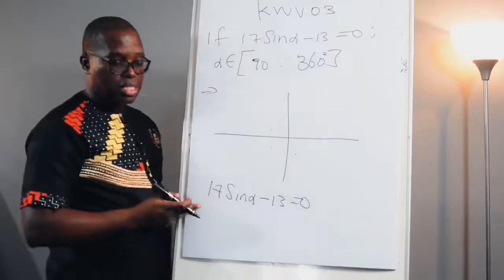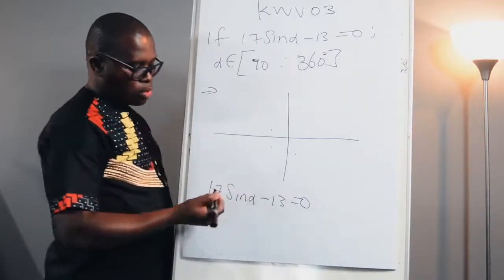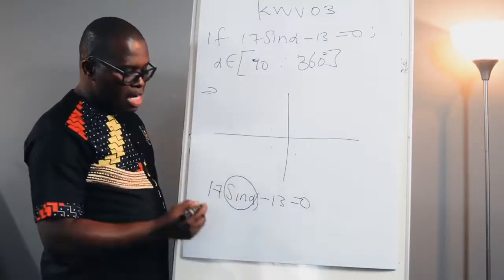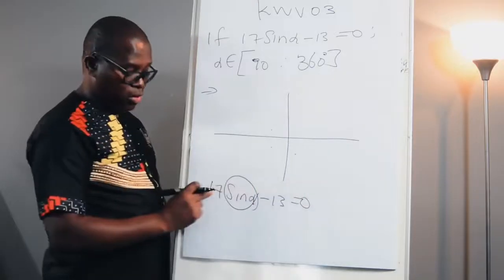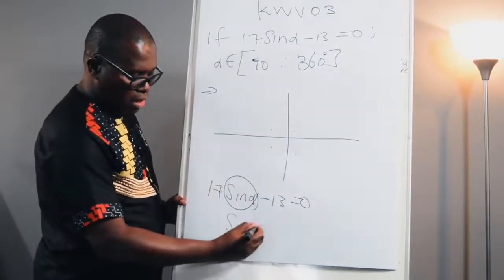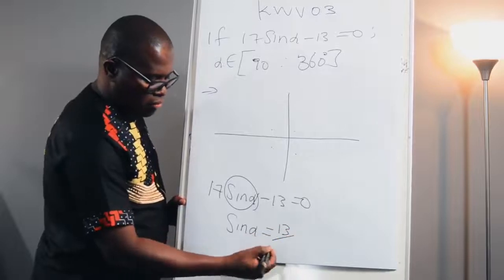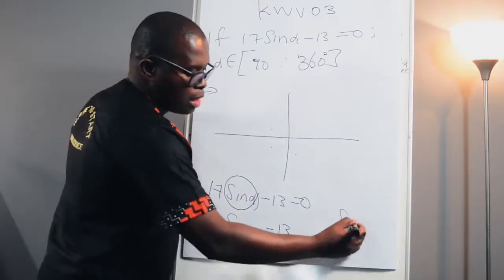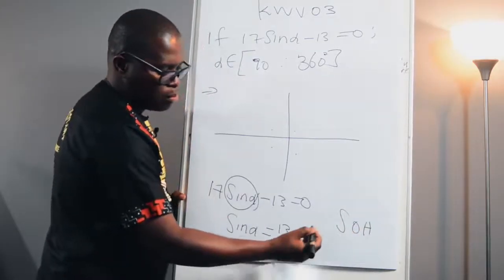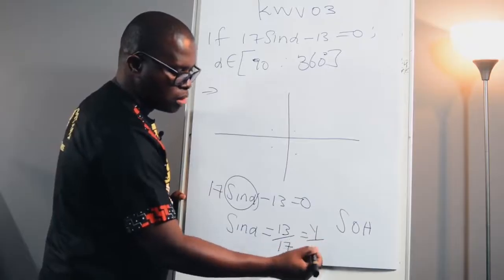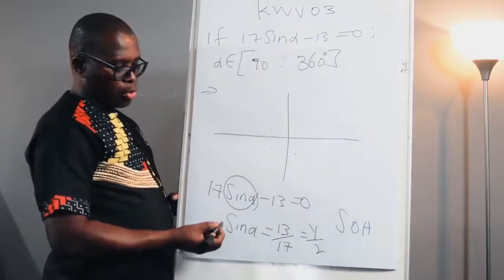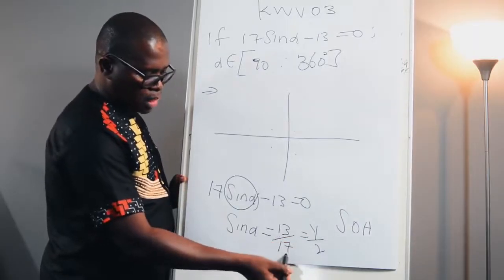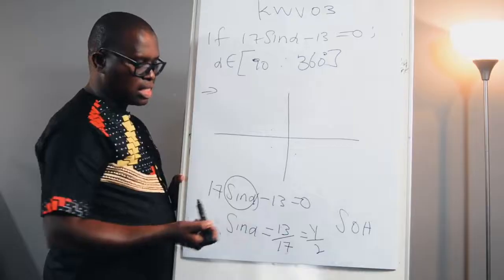To solve this, you have to make sine alpha the subject of the formula. What you will do is transpose this one and divide by 17, which means your sine alpha here will be 13 over 17. According to SOHCAHTOA, your sine is always given by opposite over hypotenuse. So in this case, your hypotenuse side is 17, your opposite side is 13.